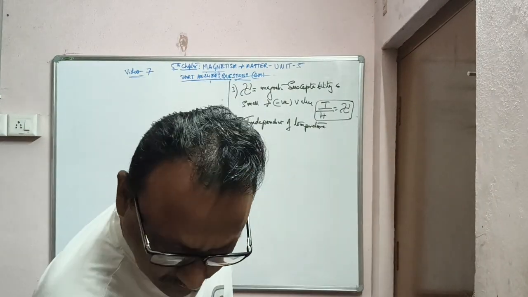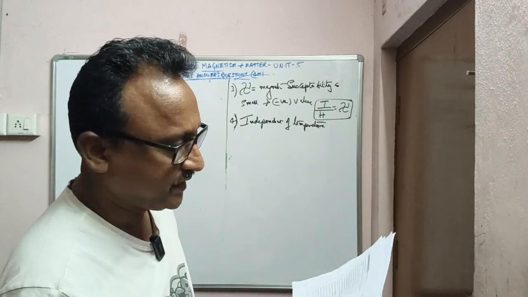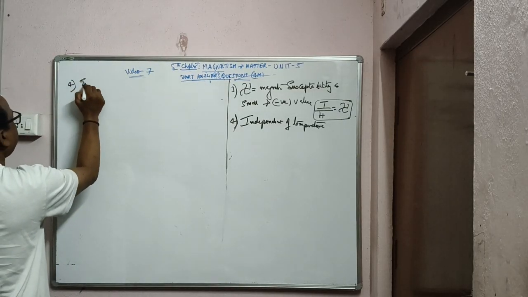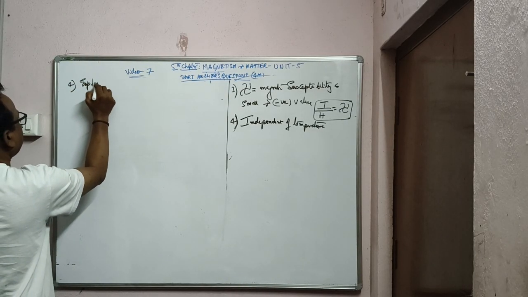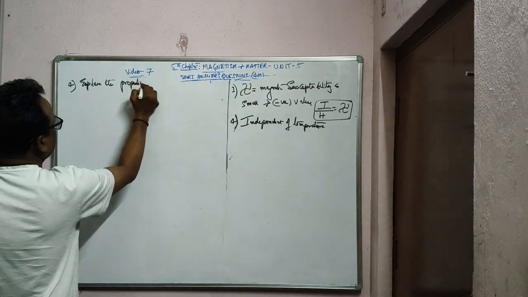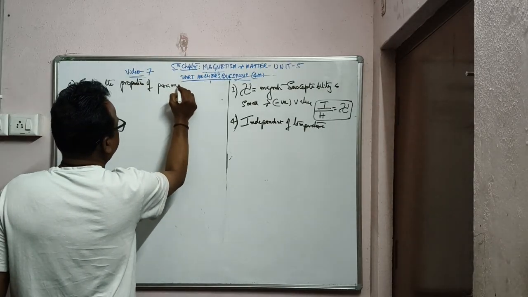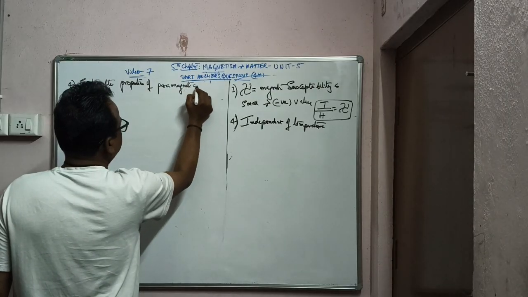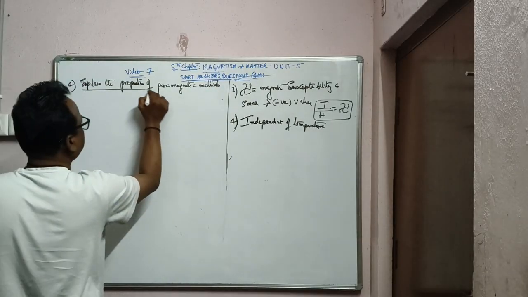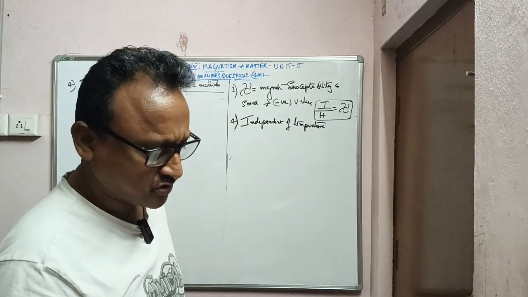Let us go to the next one. 4 marks. Explain the properties of paramagnetic substances. Fourth one. Explain the properties of paramagnetic materials. Please make a note. This is the 7th video we are doing for this magnetism chapter. This is a 4 marks question, short answer.